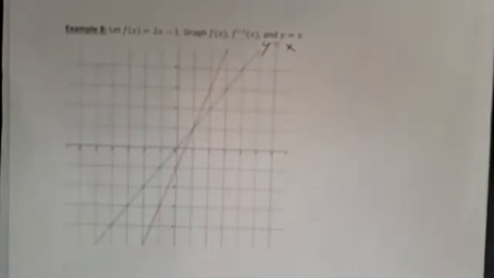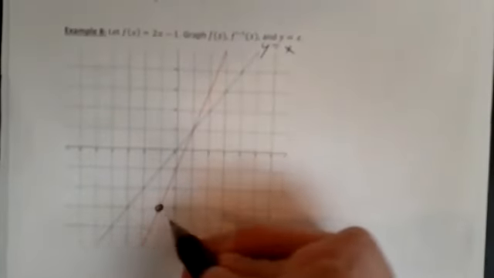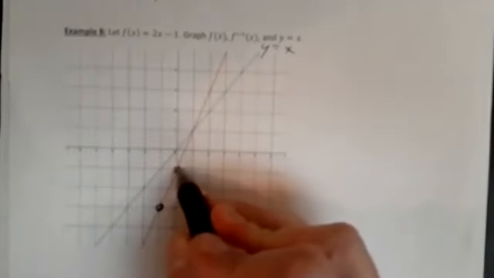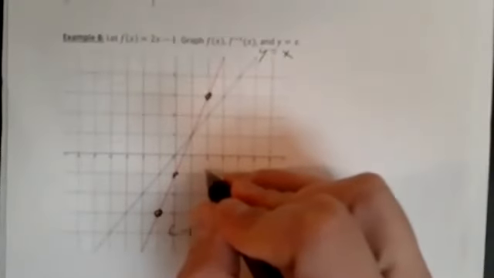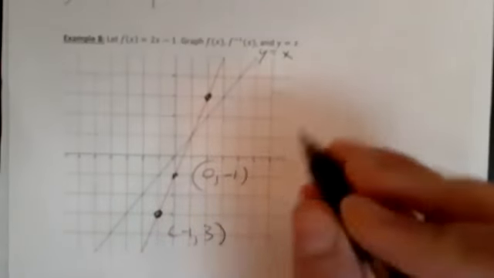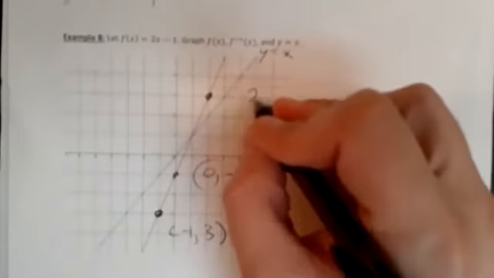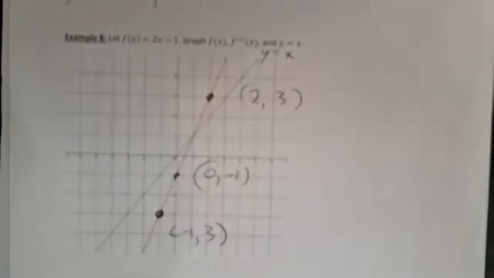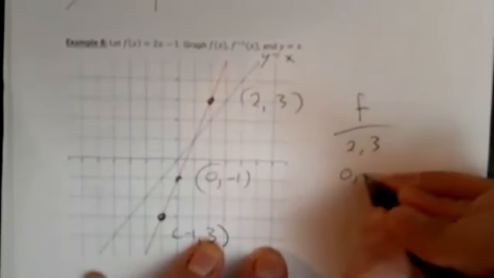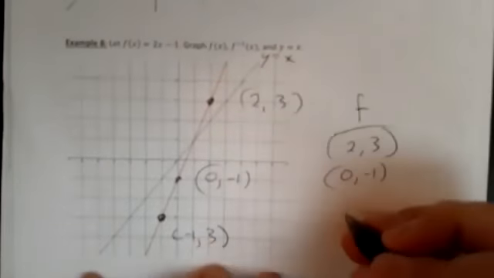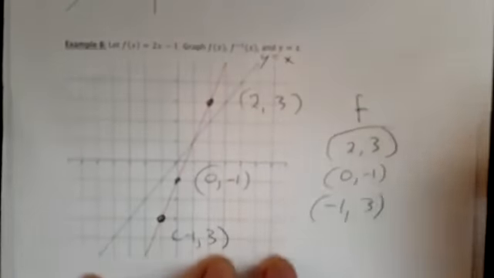If this is our f function, we want to take some points on here. So let's grab some points. Here's a point. Here's a point. Here's a point. So this is -1, 3. This is 0, -1. This is 2, 3. And if these are all on my f function, can you guess what the points on my inverse will be?